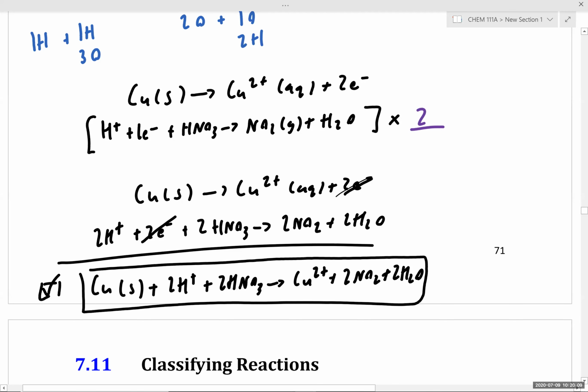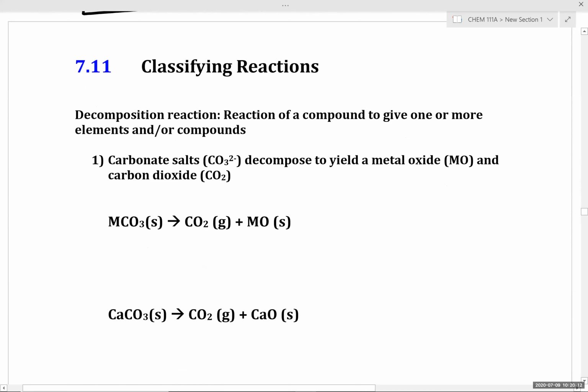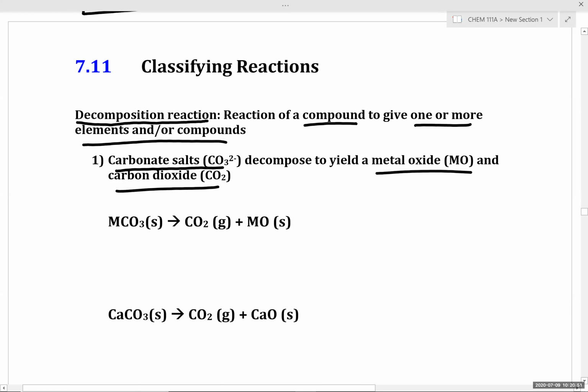Okay. So now let's move on and switch gears and talk a little bit about classifying reactions. So we're going to learn about common types of chemical reactions, and this will help you predict the products of chemical reactions that you see a lot in general chemistry. So first and foremost, the one major superclass of reaction is the decomposition reaction, where we have a compound reacting to give one or more elements or compounds. A classic example is that carbonate salts will decompose to yield a metal oxide and carbon dioxide.